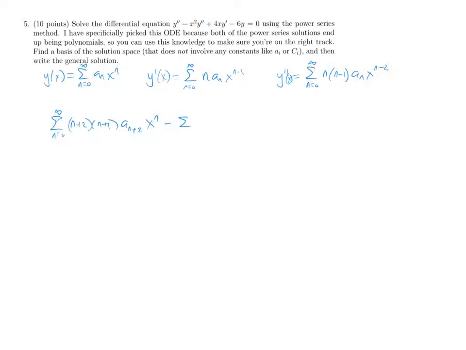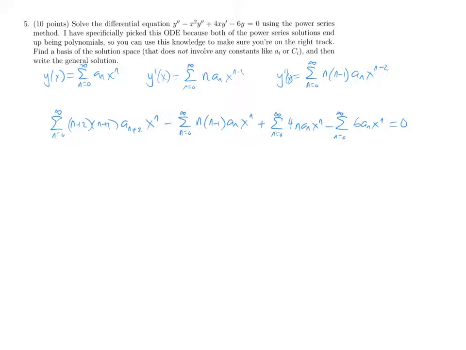And then minus x squared times this. Let's just bump this up to n. So the sum from n equals 0 to infinity of n times n minus 1, a n x to the n. Now plus 4x times this. So let's just take a 4x in front of here, and bump that up to n. So plus the sum from n equals 0 to infinity of 4n a n x to the n, minus the sum from n equals 0 to infinity. Let's take a 6 in front of here, 6 a n x to the n equals 0.